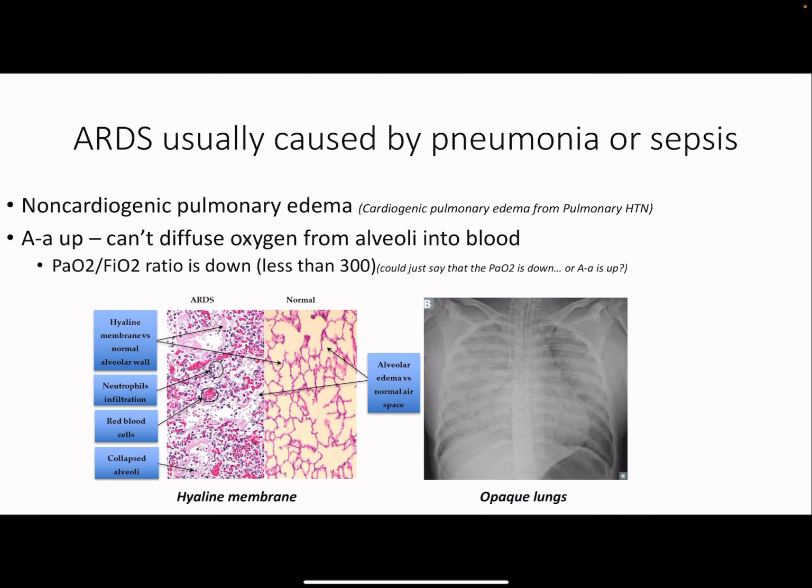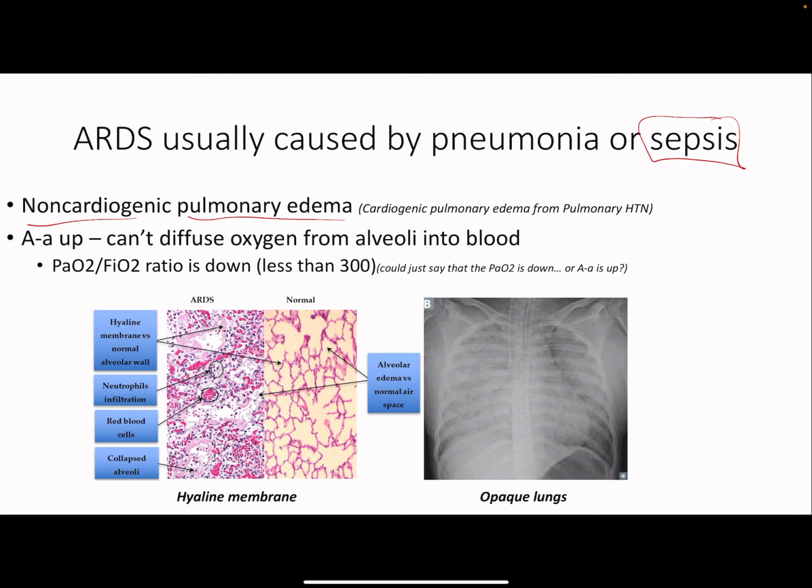So ARDS is usually an exacerbation, a continuation of pneumonia, but actually sepsis is even a little bit more common. So you can really just think of it as a non-cardiogenic pulmonary edema. Again, we also get fluid with just regular pneumonia that does not progress to ARDS. So the AA gradient goes up, whether we call this a VQ mismatch or in severe cases a shunt, or we just notice that it causes diffusion issues.